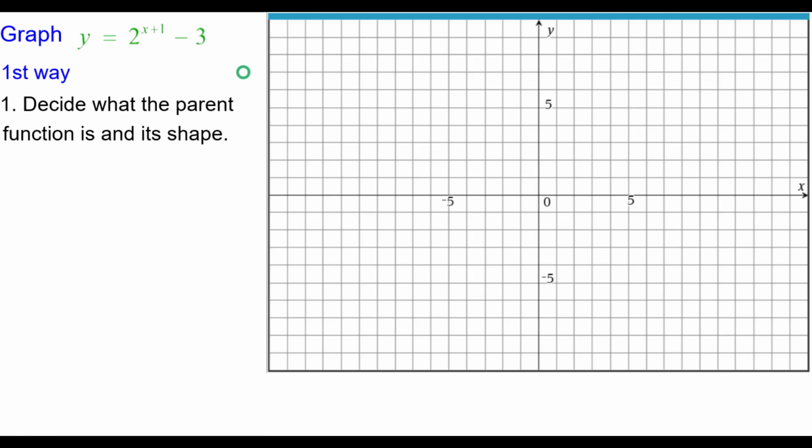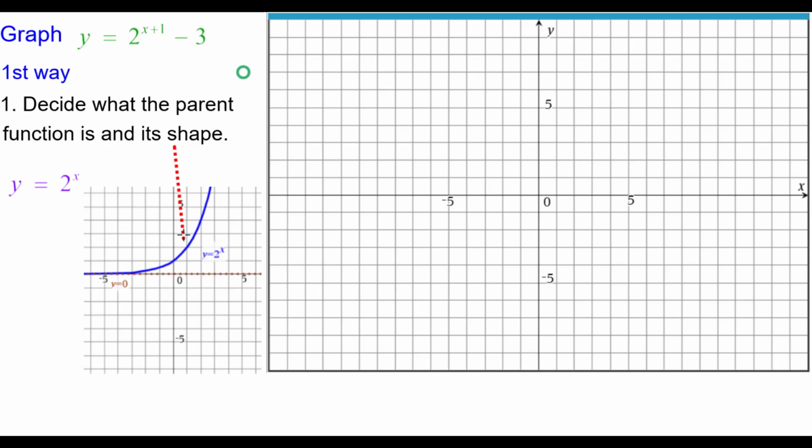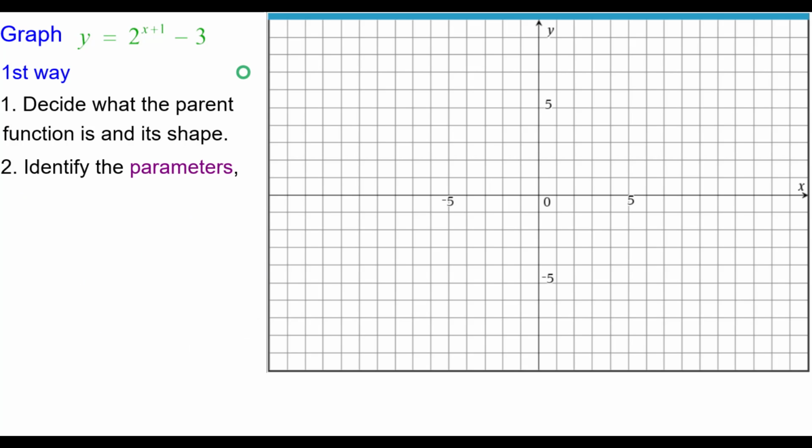First, we need to decide what the parent function is and its shape. The parent function is y equals 2 to the x, and its shape is this parent function looking here with an asymptote. I like to think of this as an easy chair, outlining an easy chair.